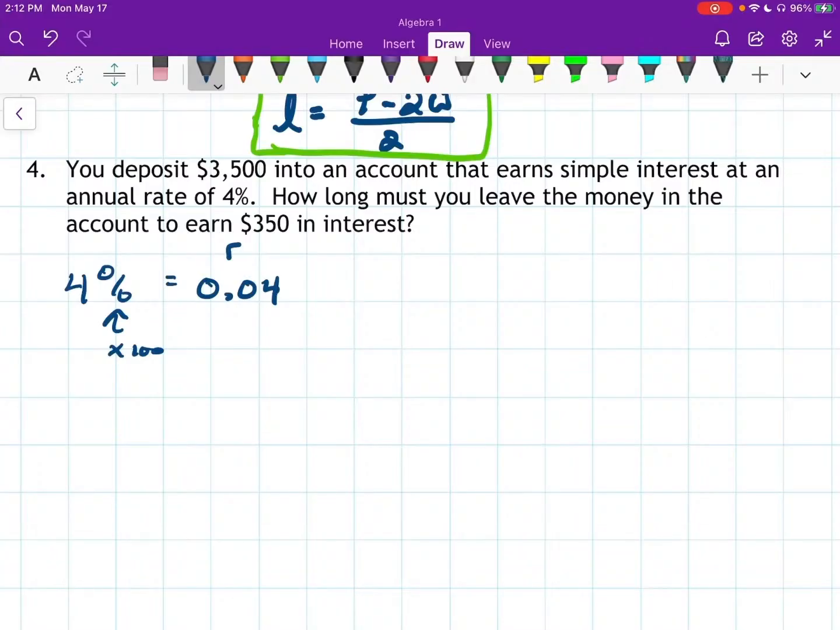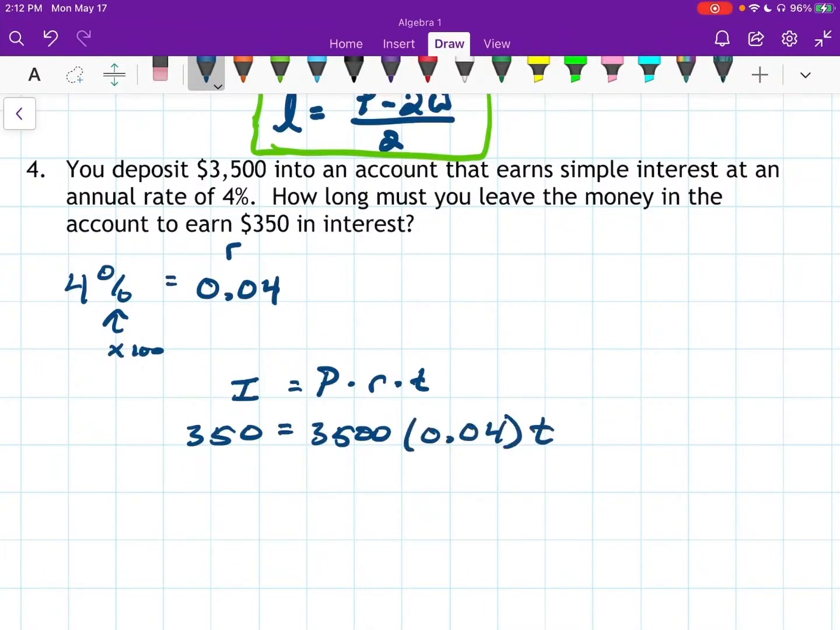The formula that we're going to use here is our interest, that's I, equals our principal, that's the amount that we put into it, times the rate times time. So our interest, we're wanting our interest to be $350. Our principal, the amount that we put in initially, is $3,500. Our rate is 0.04, and our time is what we're trying to figure out.